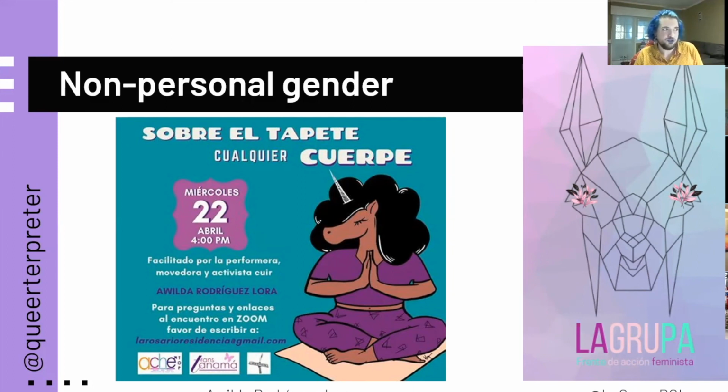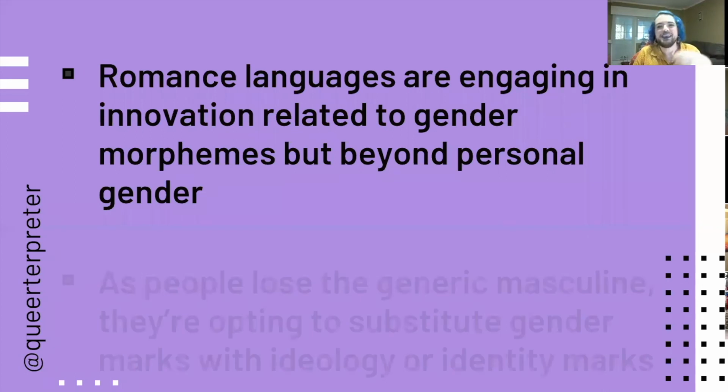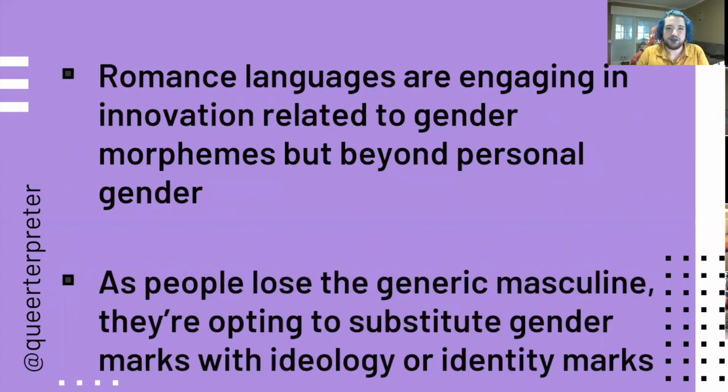So two quick takeaways, I guess, from all of this, or two interesting things are that Romance languages are engaging in some innovation that's related to gender morphemes, but it's beyond personal gender, which is really, really cool. And that as people lose the generic masculine, which is also happening more and more, people are opting to substitute gender marks with ideology or identity marks or other things because we have this sort of empty space now that we can fill with anything.